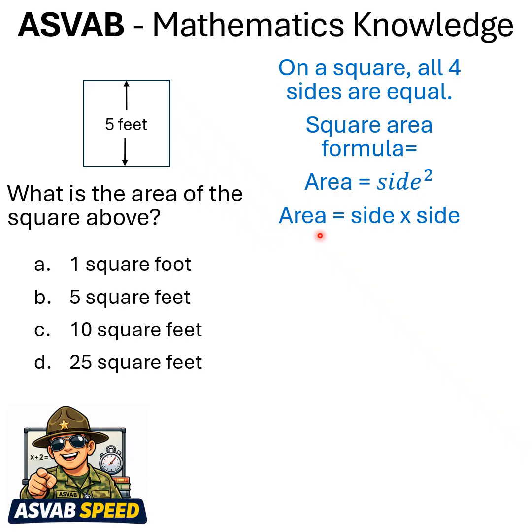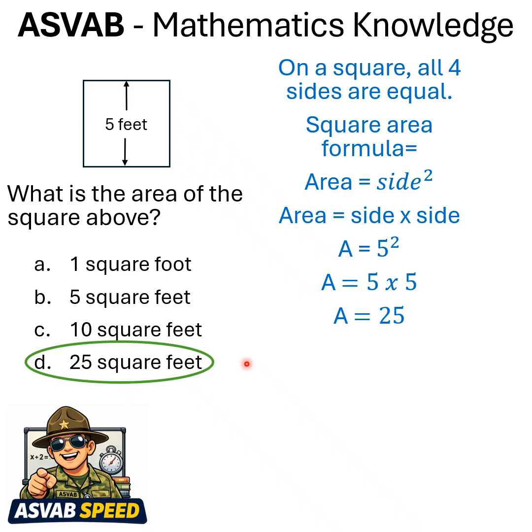So let's spell it out. Area equals side times side. Now let's plug it in. A for area and the number 5. So A equals 5 squared. And again, let's be super clear. A equals 5 times 5, which is the same as A equals 25. So D, 25 square feet, is the best answer.